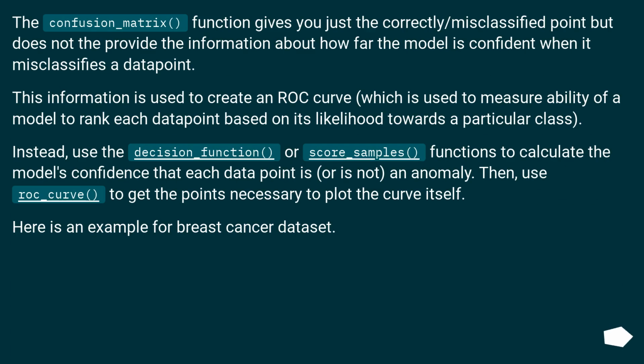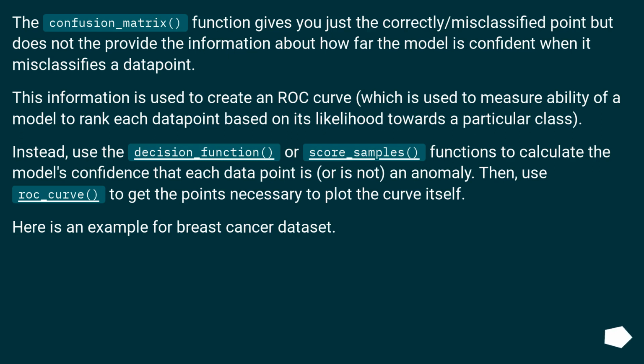The confusion_matrix function gives you just the correctly or misclassified points but does not provide the information about how far the model is confident when it misclassifies a data point. This information is used to create an ROC curve, which is used to measure the ability of a model to rank each data point based on its likelihood towards a particular class.